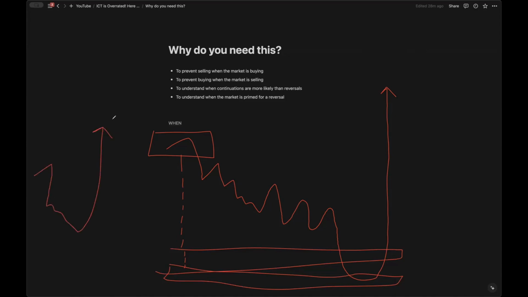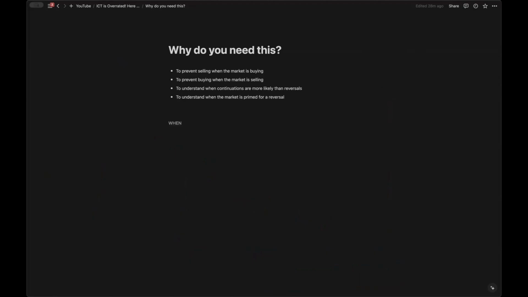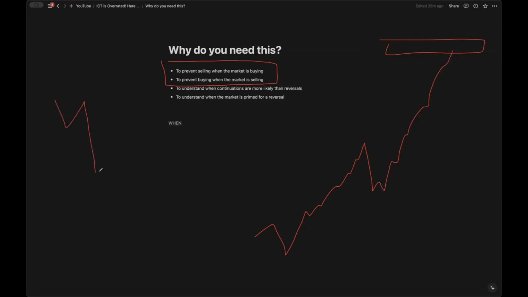So it is crucial to understand that by understanding this framework, or this concept that I'm about to teach you, it will prevent you from selling when the market is buying and buying when the market is selling. Now you'll also be able to understand when continuations are more likely than reversals, meaning that instead of falling into the trap that you see over here, you can take the retracement and keep on buying until price reaches a certain point. Likewise, you can take the retracement and keep on selling until price reaches a certain point.